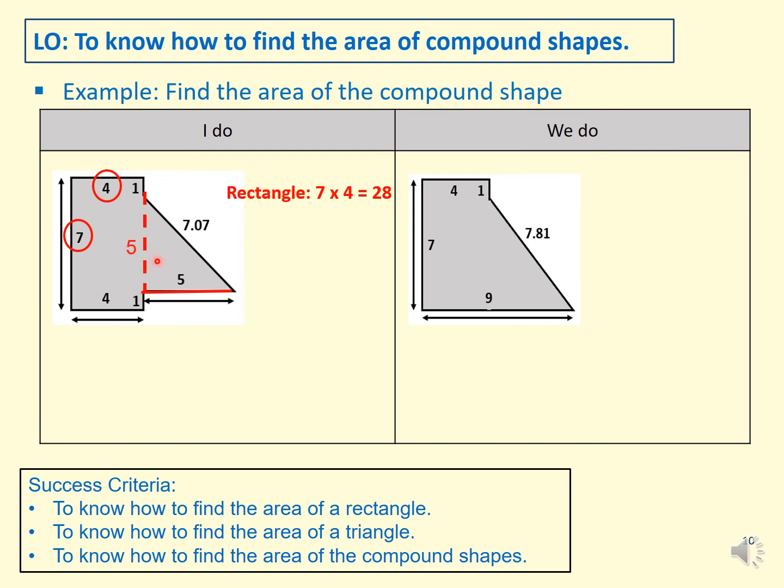Now, for finding the area of the triangle, 5 times 5, which is 25, 25 divided by 2 is 12.5. So I found the area of the triangle as well. Add them up to find the area of the compound shape. So the area of the whole compound shape is 40.5 centimetres squared.